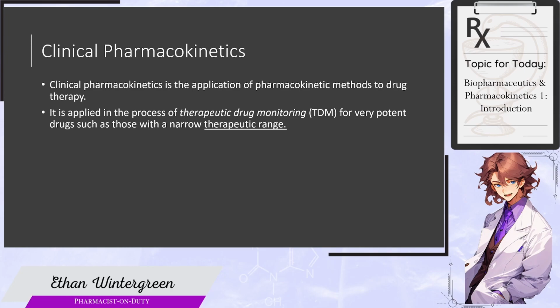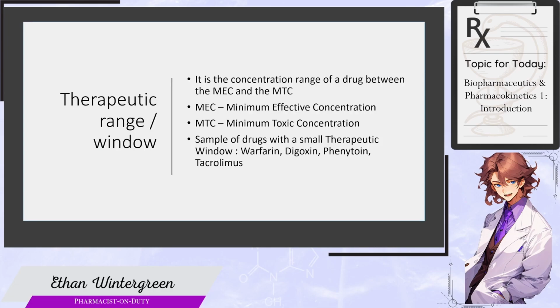So therapeutic drug monitoring is a process in which we regulate the plasma concentrations of drugs which have a narrow therapeutic range. So these are drugs that could be effective and toxic based on very slight changes in plasma concentrations. So these are considered narrow therapeutic range. So what do we mean by therapeutic range?